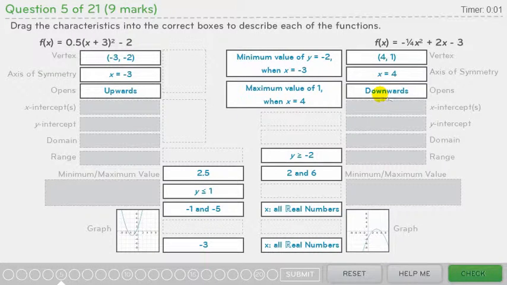Now let's look at the x-intercepts. We can see that the x-intercepts are negative for this one. They look to be at approximately -5 and -1. And over here, we clearly have positive ones at 2 and 6.